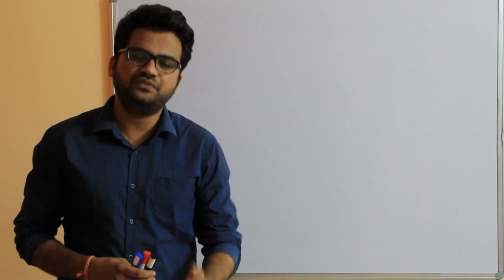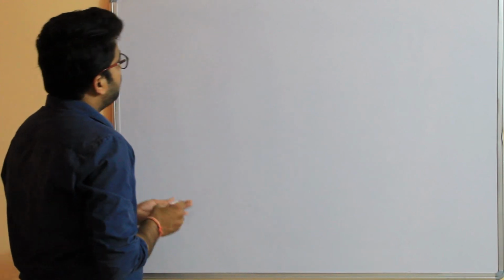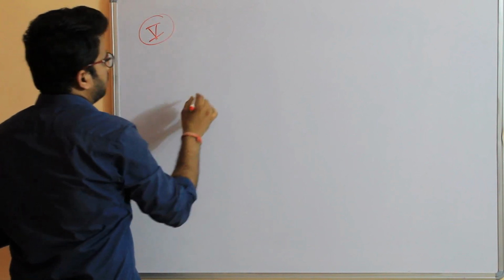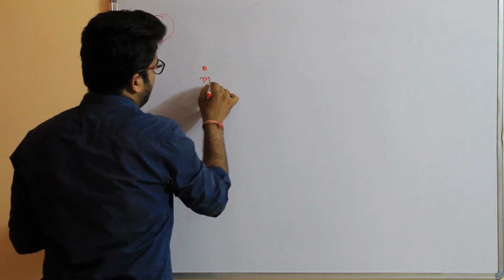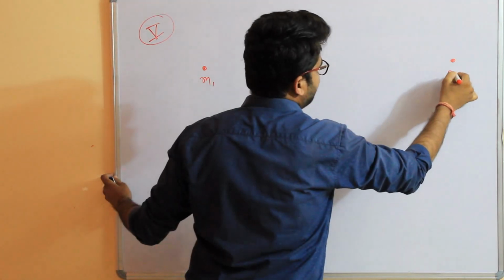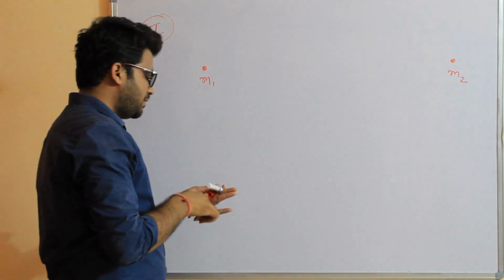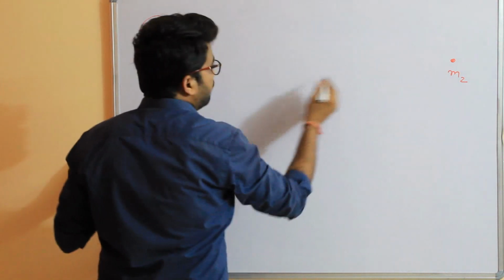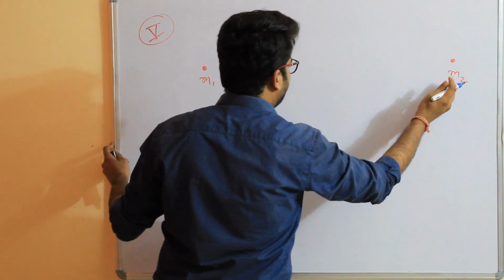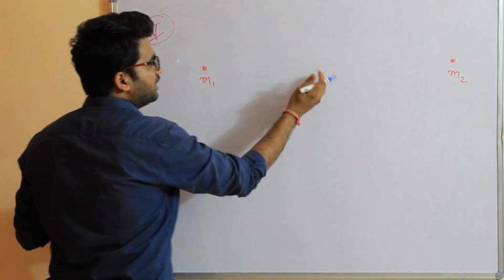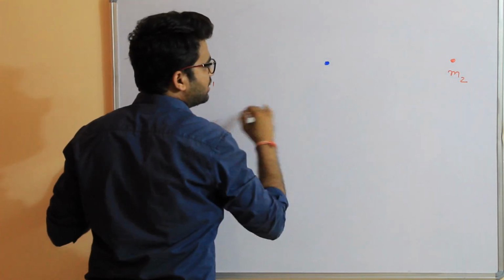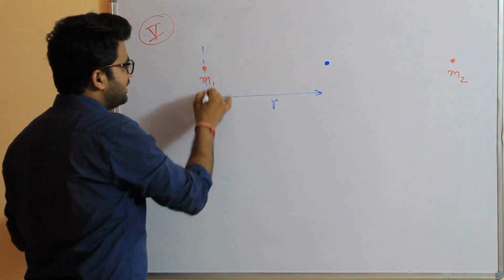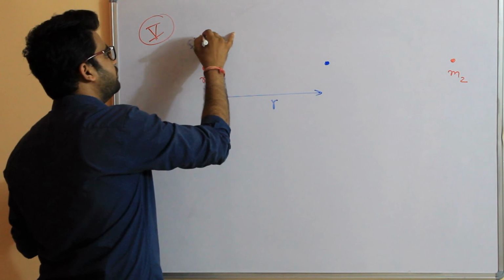Now we'll start with the fifth model. In this model, let us suppose this is the M1 mass and this is the M2 mass, which is at infinity, right? And we want to find the velocity of this M2 mass when it comes from infinity to a given point, at a distance of r, and we are considering this M1 mass to be fixed.